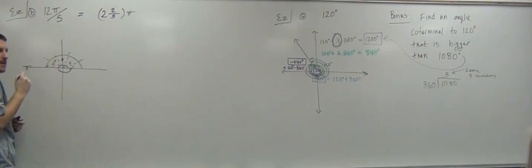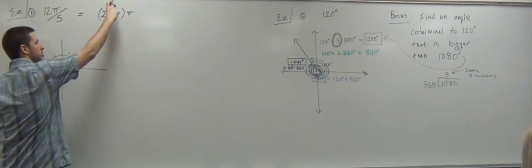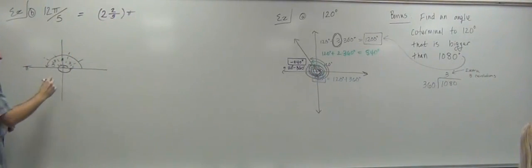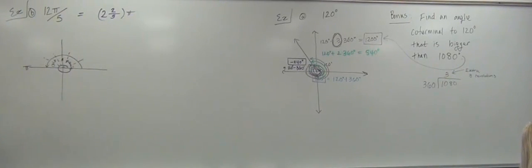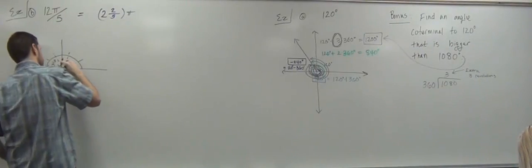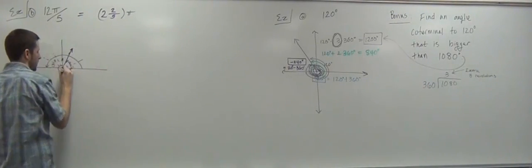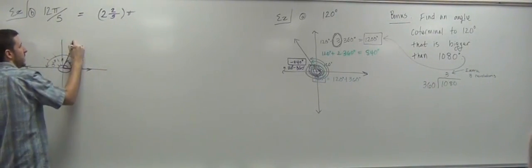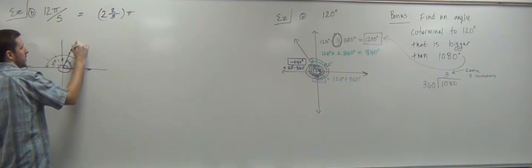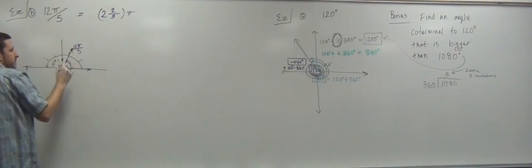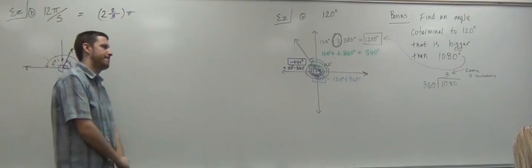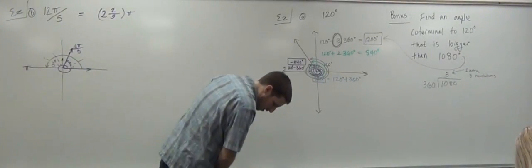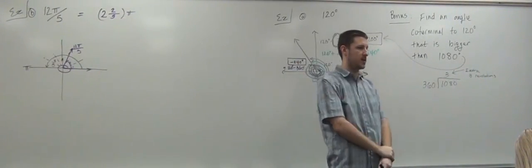There's 2 pi. But I actually want to graph an extra 2/5 on top of that. So I keep going to right here. So this ray would be the ray that lands at 12 pi over 5 with an extra revolution before. Okay. Talk to me about coterminal angles.